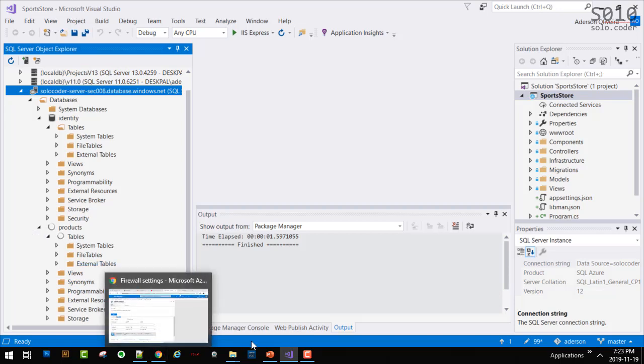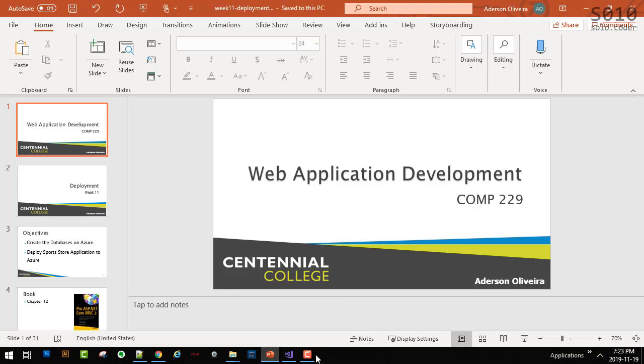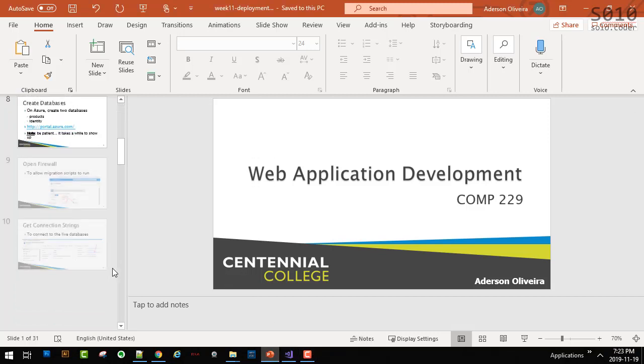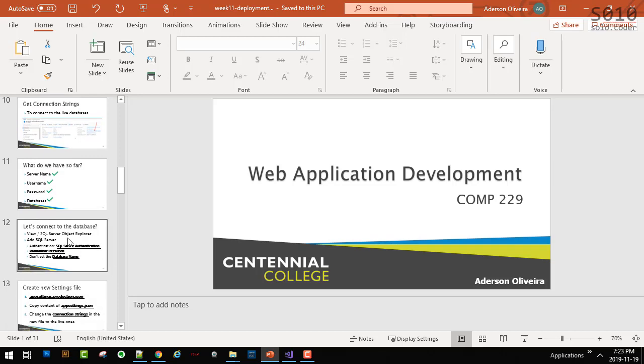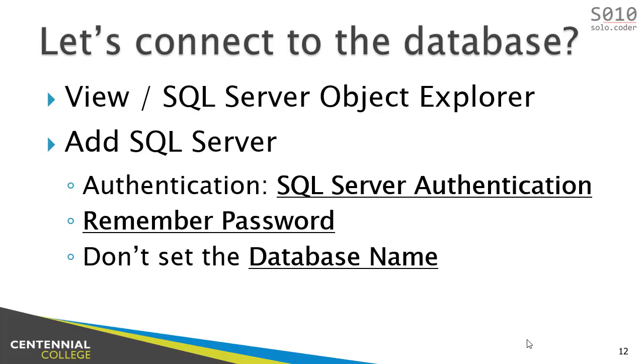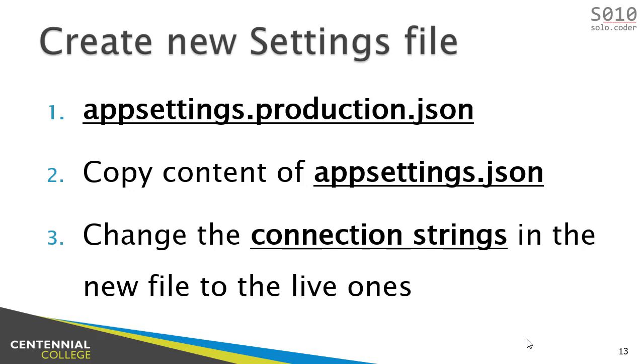Great, okay. Let's keep going here. We have been able to connect. That's fine. Now here's the thing. We're going to set up both connection strings, but now in a new JSON file. We're going to keep our development connection strings so we don't lose them, but we're going to create a second configuration file.